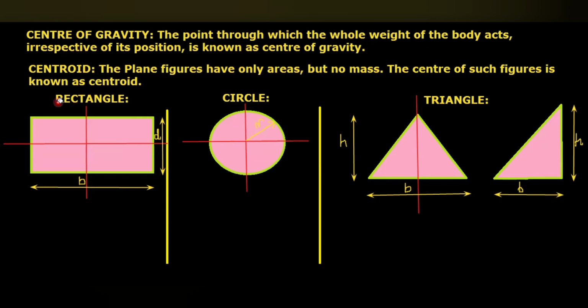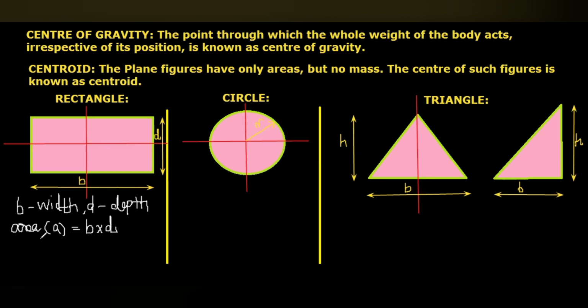Here, the center of gravity or centroid formulas for the plane figures and solids we are going to discuss. The rectangle: consider a rectangle which has the width B and the depth D. B is the width of the rectangle, D is the depth of the rectangle. Then the area of the rectangle, A, will be B multiplied with D.